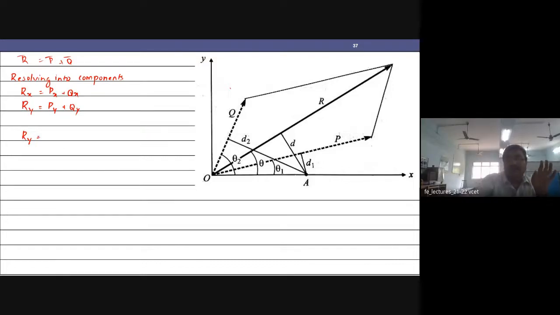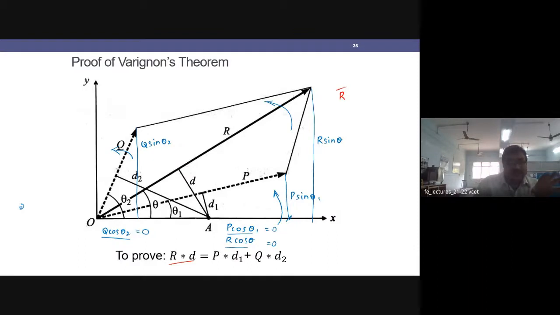What I tried to explain in this slide is that in most of the cases, if any force is passing through the point of rotation, then you will not have a moment of that force. You mean through A? Yes. So that is why.